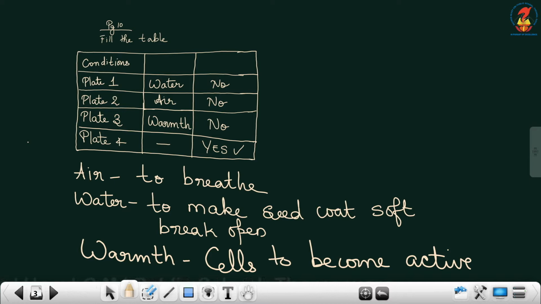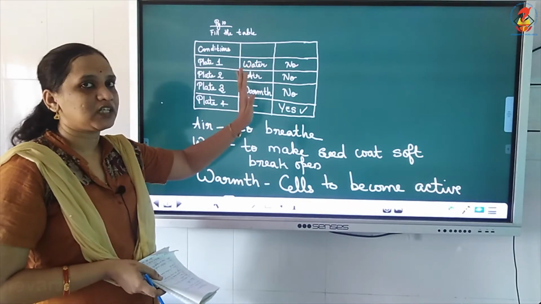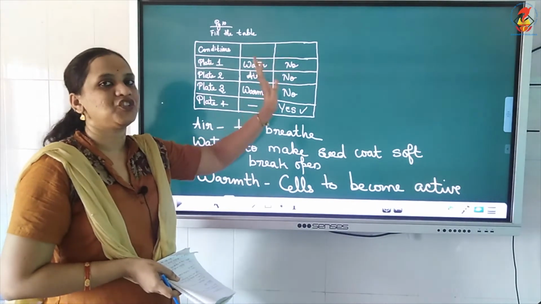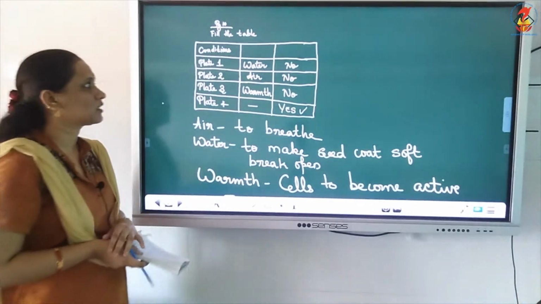What is this column? Did the seed get the condition or not? If so, which condition did it not get? Third, did the seed germinate? So, we will understand this.